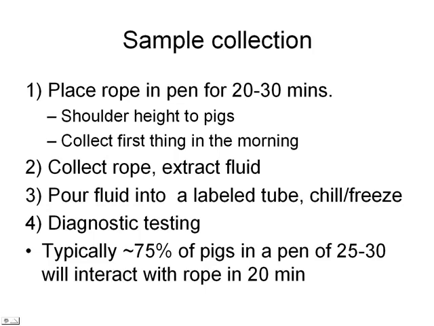So after the pigs have been exposed to the rope, we'll collect the rope, extract the fluid, pour it off into a tube, label your tube, and there's your diagnostic sample. A common question we get is how many pigs do you see on a rope. There are animal behaviorists working on some scientific numbers, but just from what we've seen, we usually see at least 75% of pigs, even acute PRRS-infected pigs, on the rope within that 20-minute to half-hour period.